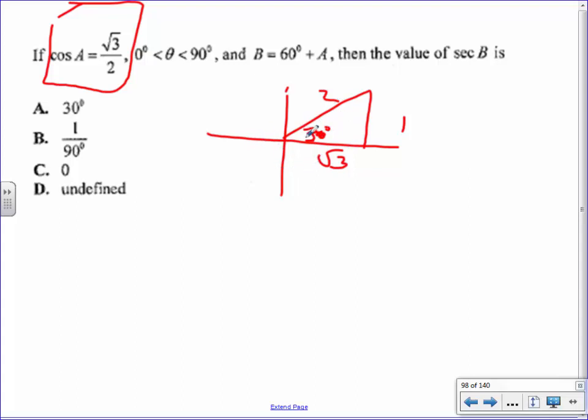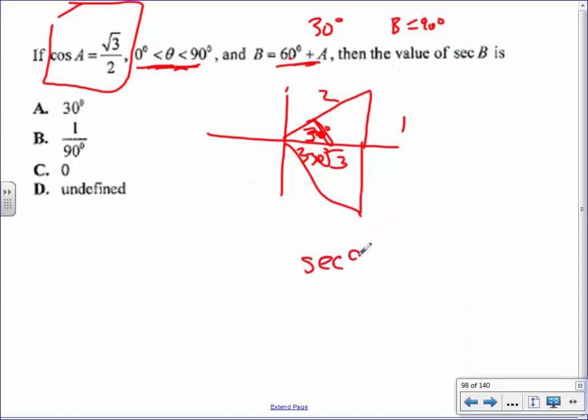Now, is that the only quadrant this could be? Well, no, it also could have been down here in this quadrant here, but you see how this little thing right here is a quantifier, kind of narrows it down for me? Although it could have been 330 degrees, we only want quadrant 1. So now I know that A is 30. Then B is 60 plus A. So if B is 60 plus A, then B must be 90. Logic.